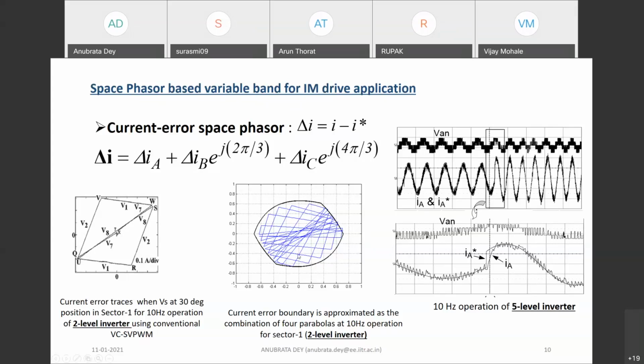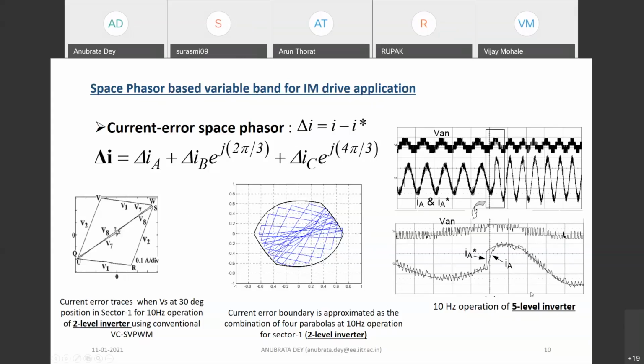Once you give the boundary, your current controller will work based on this boundary. If you are going outside of this boundary, you switch the appropriate voltage vector so that the current error remains within this boundary. This technique is called the space vector based variable band current control technique. Some of the results are also demonstrated here. Look at this, this is a 5-level inverter. I was earlier saying that other controllers were not very good at multi-level inverters, but this controller is good at any multi-level inverter.